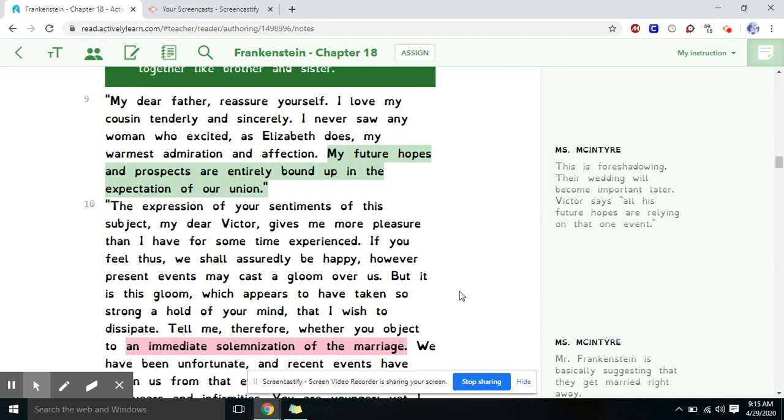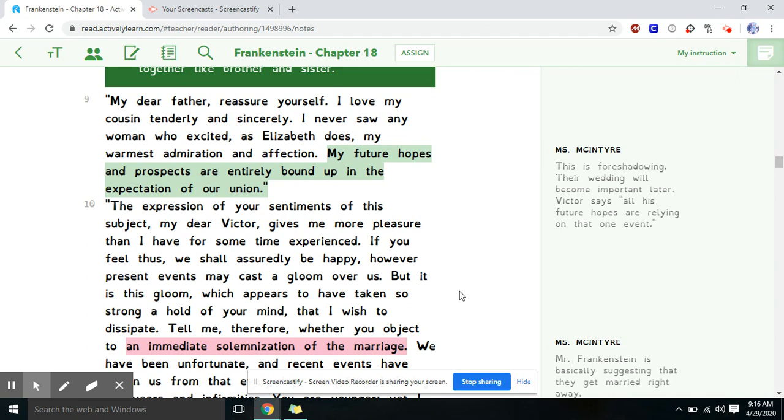My dear father, reassure yourself. I love my cousin tenderly and sincerely. I never saw any woman who excited, as Elizabeth does, my warmest admiration and affection. My future hopes and prospects are entirely bound up in the expectation of our union.